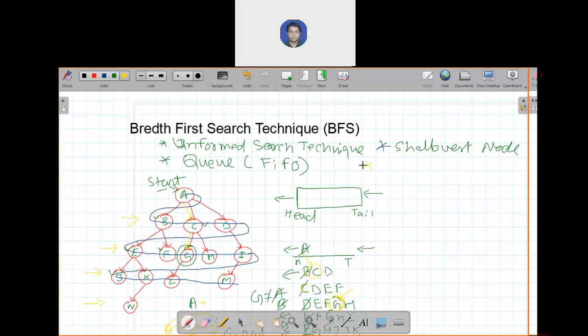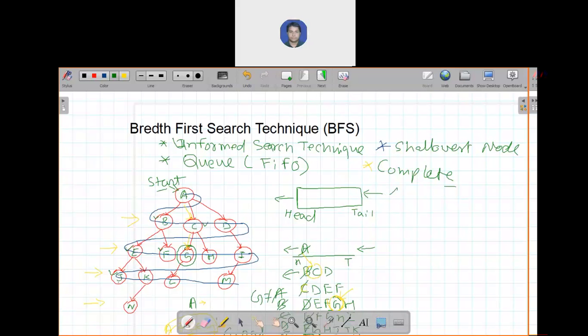The next key point you can write is complete. Complete here means that if there is a goal state in the search space, this breadth first technique will find it. It means there is no chance of not being able to find that goal state, because it is exploring all the possible states of this search space. It does not leave any state unexplored. So we call it a complete search technique.